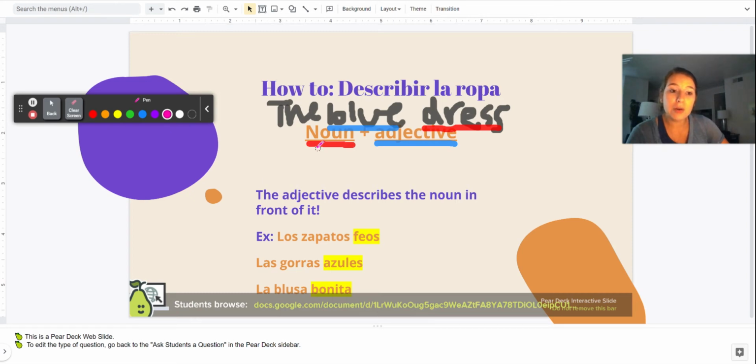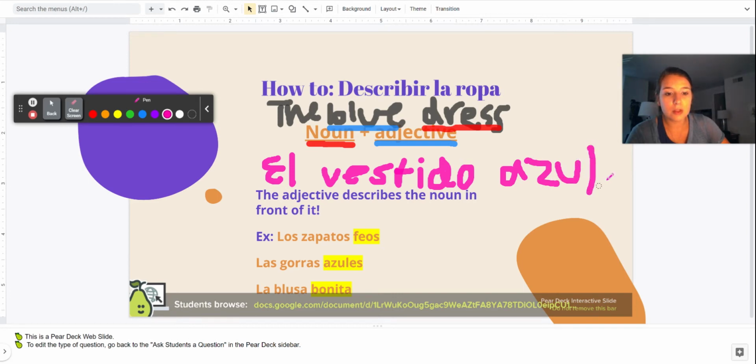So instead of the blue dress, our noun comes first. So if I were to put the Spanish order into English, it would be the dress blue. So our noun comes first, in this case, dress, and then our adjective, blue, comes after. So we would say el vestido, which is the dress. That's our noun. And then after that, what do I write? Blue. Or in Spanish, we say azul. El vestido azul. So see how our noun is here, and then here is our adjective.